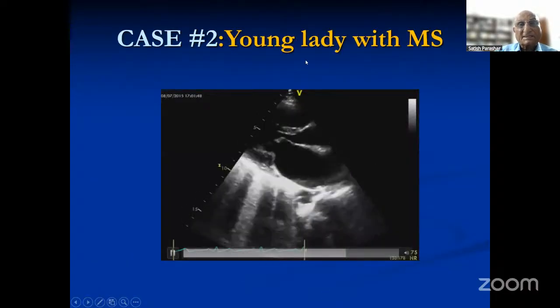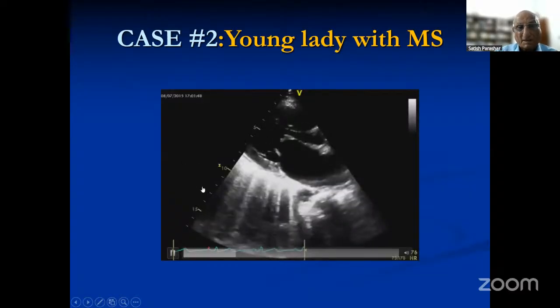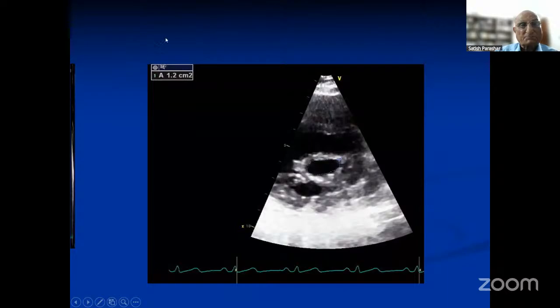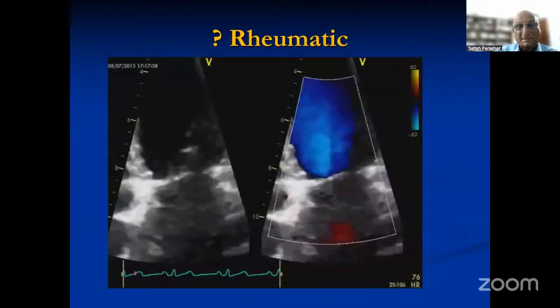Now, this is another young lady with mitral stenosis. You see a doming of the leaflet. The mitral valve area was about 1.2 centimeters. Now when we went to the apical view, you see that the mean gradient was markedly increased and the area came down to 0.8 centimeters. So the mitral valve area went from 1.2 by 2D to 0.8 centimeters by pressure half time. This gave us a hint that the stenosis is at a subvalvular level, and this was proved.